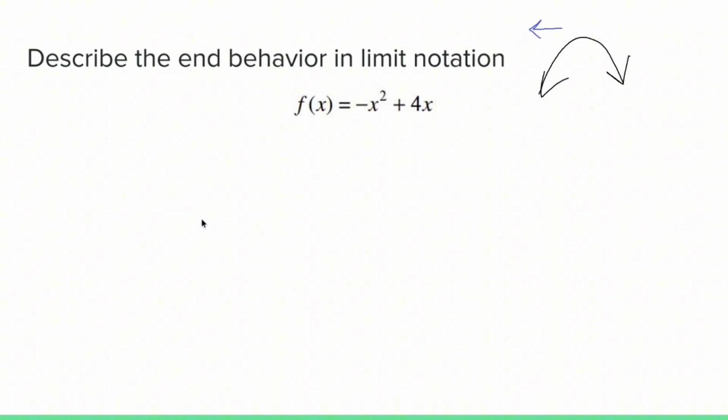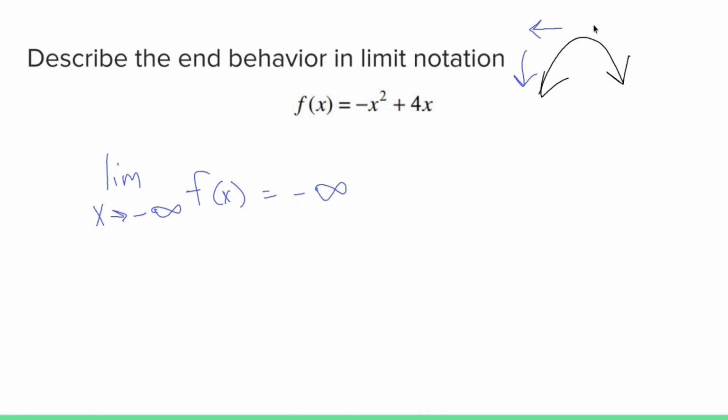As I move to the left, I write this out as saying my limit as x approaches negative infinity. While it's moving to the left, my graph is moving downwards. So my limit as x approaches negative infinity of my function f of x is moving downwards towards negative infinity.